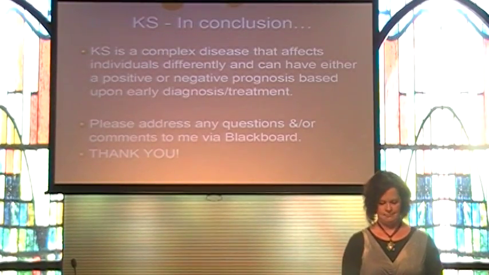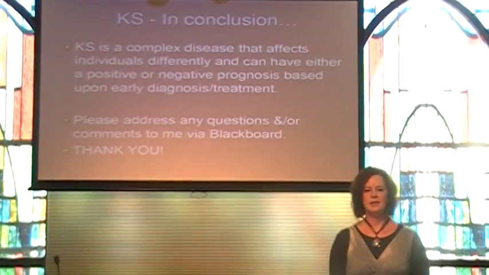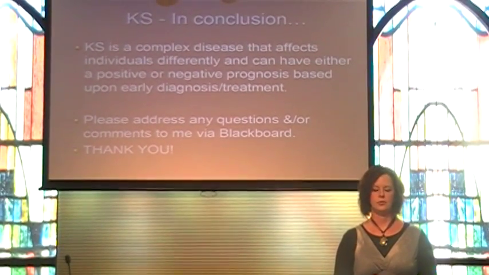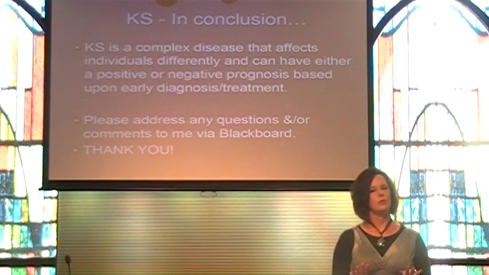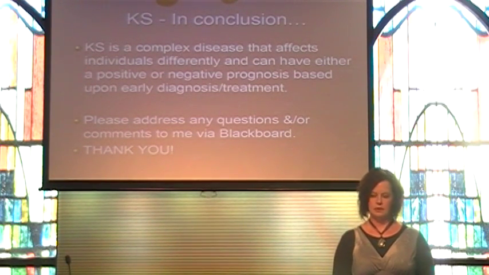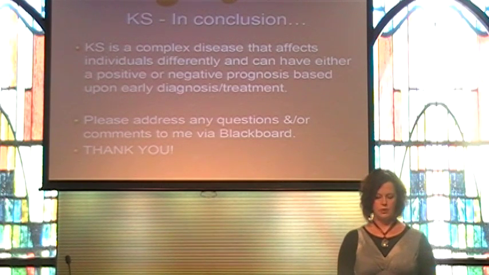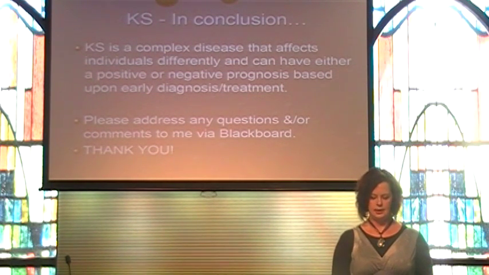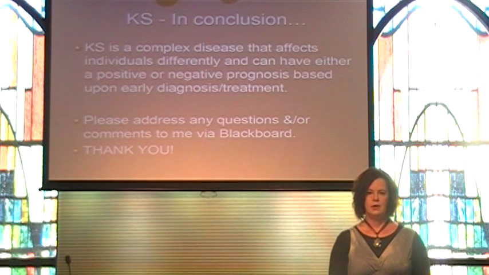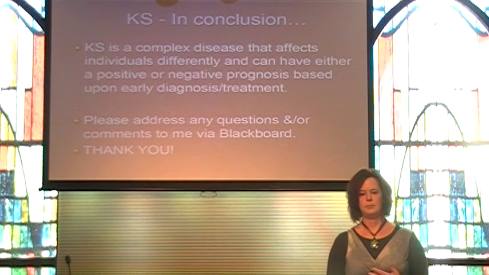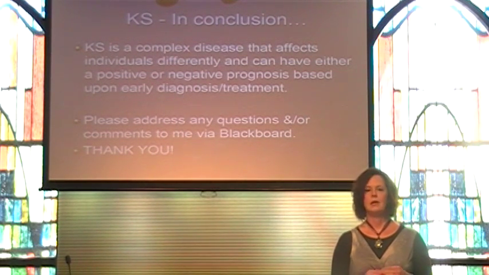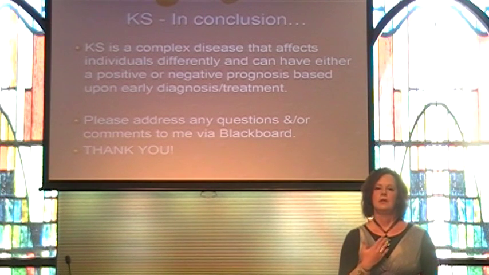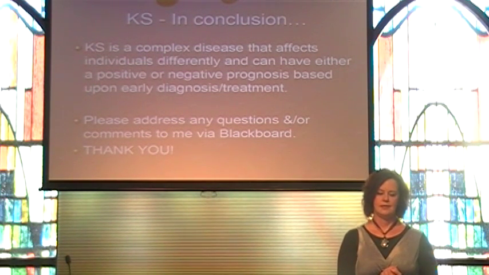In conclusion, to reiterate, KS is a complex disease that affects individuals differently, and can have either positive or negative prognoses based upon early diagnosis and treatment. It is very crucial to begin a treatment plan as quickly as possible to maintain function and reduce risk to internal organs, limbs, and even possibly life. The effects of KS are so clinically diverse that treatment must be individualized based upon impairments and limitations. Keep that in mind as PTAs: treat the person, not the disease.